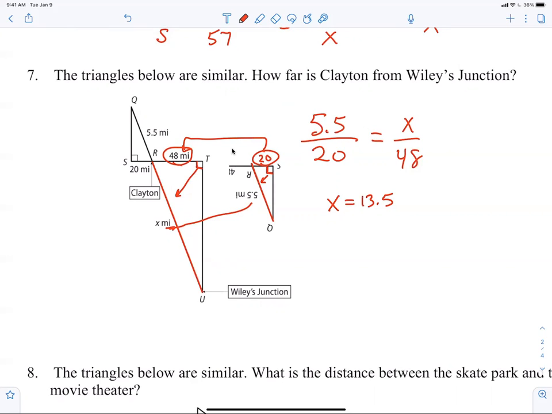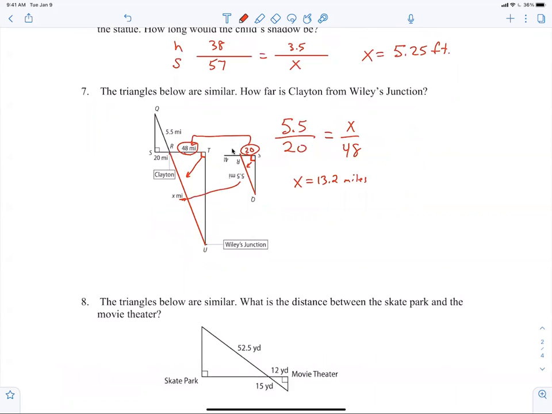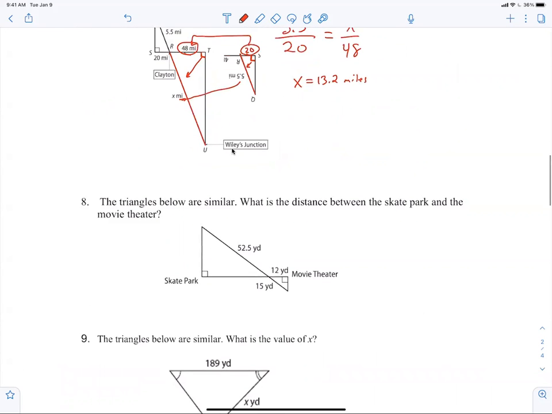Did you see it? Yeah. All right. So 13.2 miles. And they want how far from Clayton to... Yes. All right. So I'm pretty good with that. All right, Lila, tell me, kiddo.